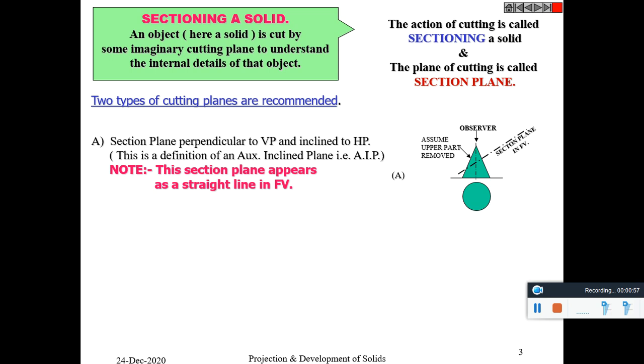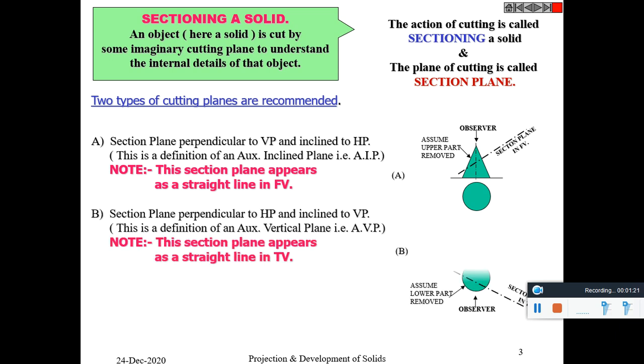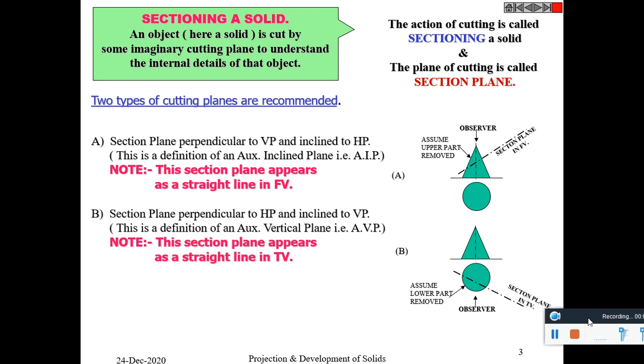Type A plane, see in this figure, this is the cutting plane. It is perpendicular to VP and inclined at an angle with HP. So it is an auxiliary inclined plane. Type B is a section plane which is inclined to VP and perpendicular to HP. So it is an auxiliary vertical plane. Generally, these two types of cutting planes are used.